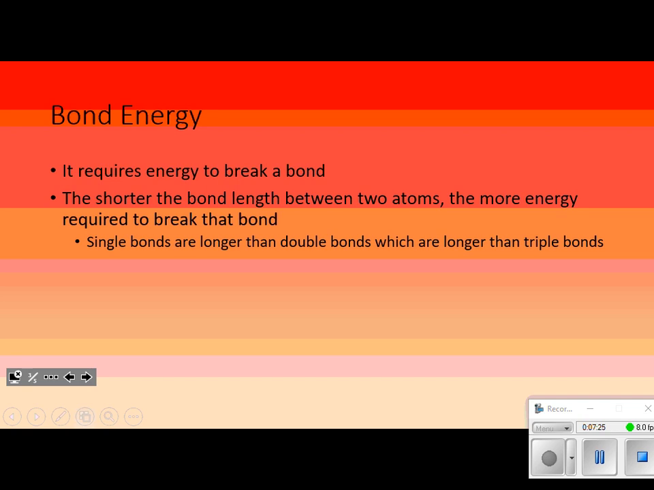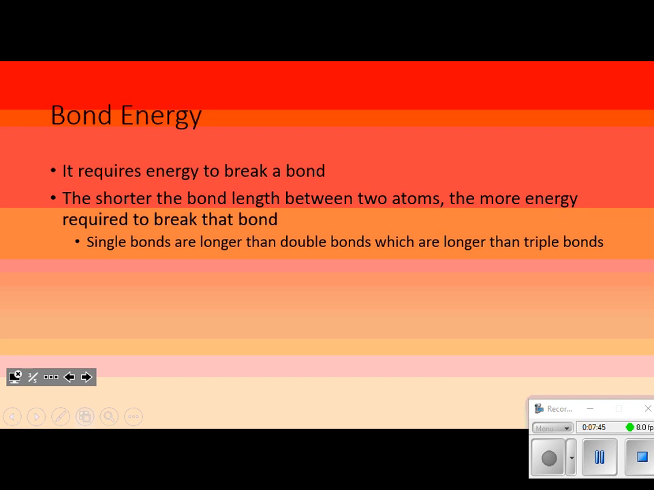The further away two atoms are from one another, the easier it is to break them apart. There's not as much attraction between their positive nucleus and the negative electrons. But the closer they are together, the harder it is to break them apart, just like teenagers on a dance floor. So that's what this second bullet point's referring to.